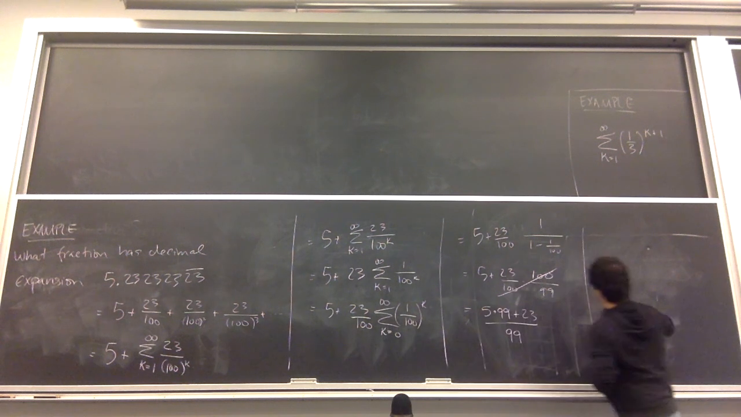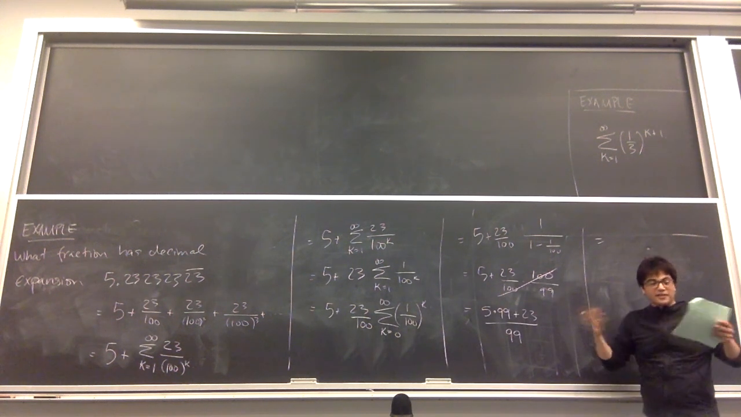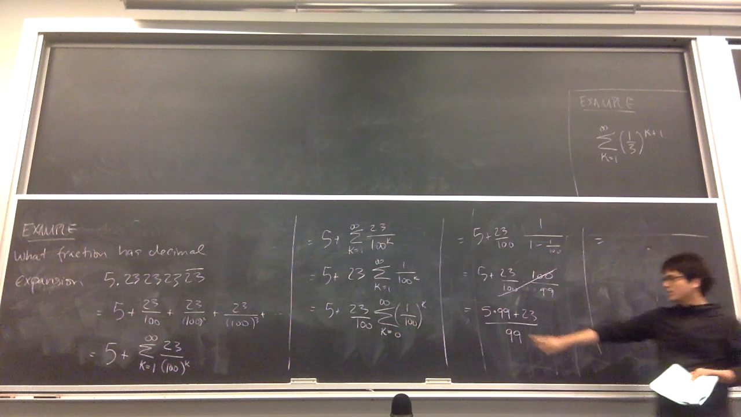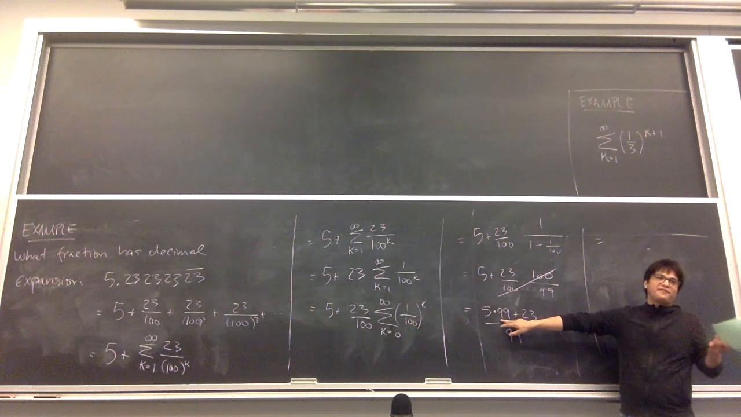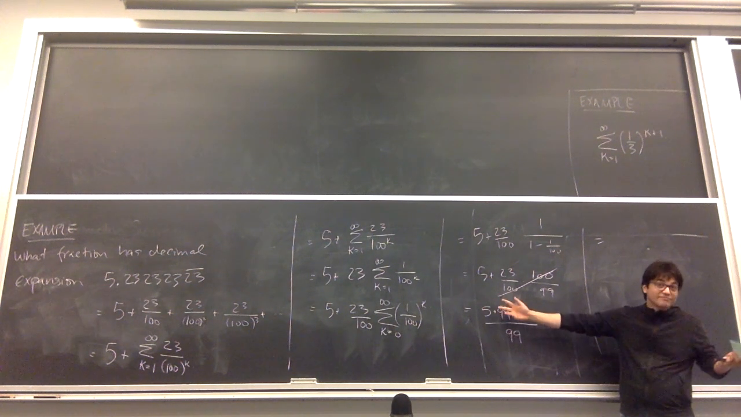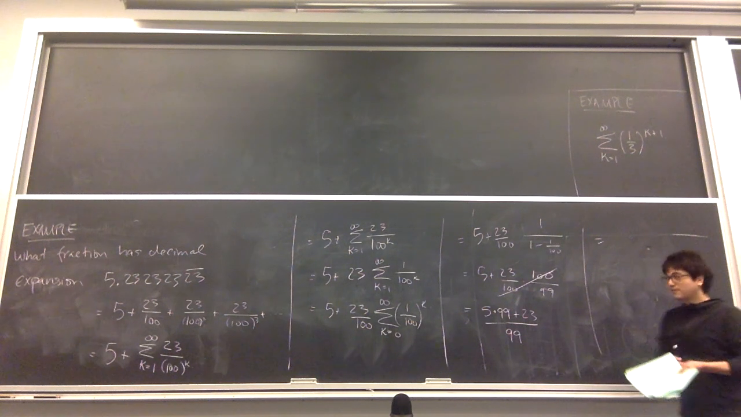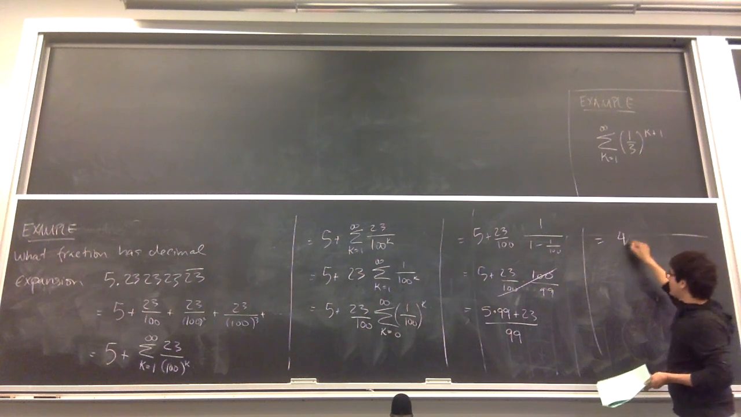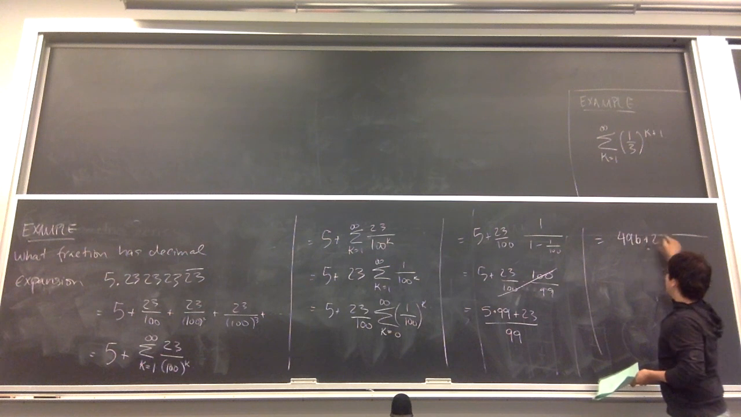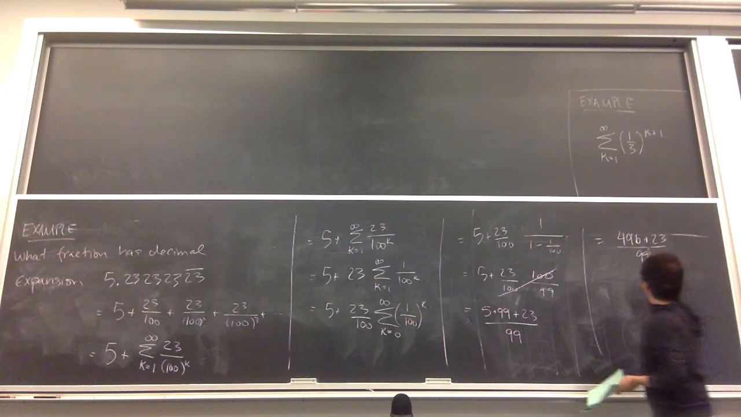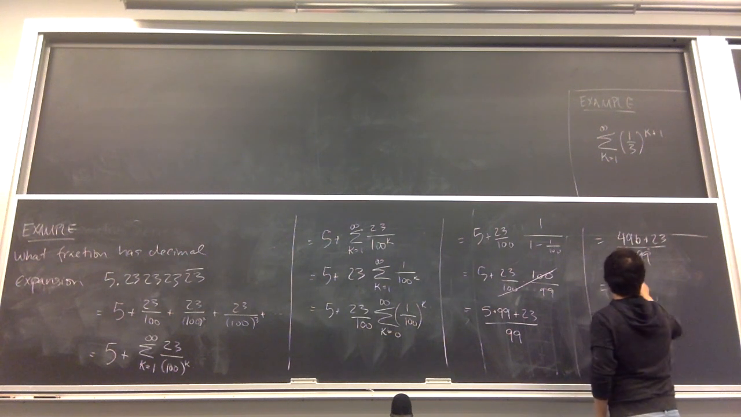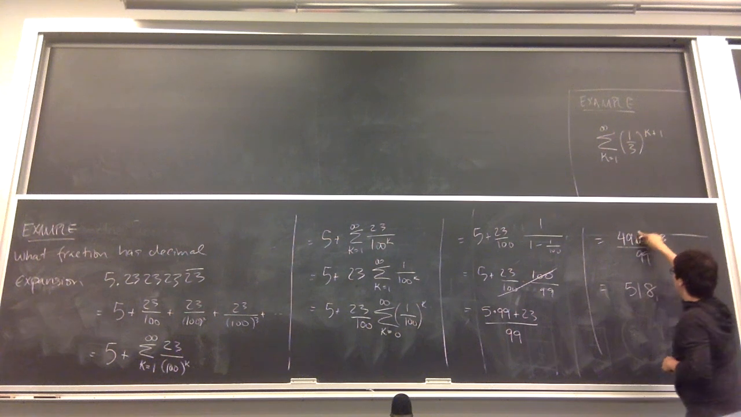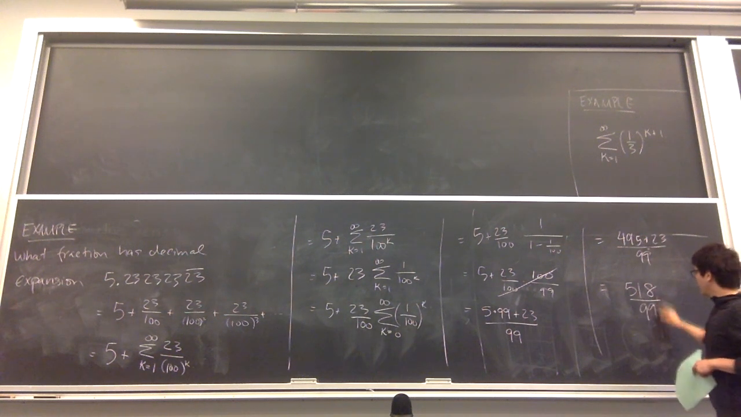Since my calculator was stolen from me very early, how do you do this? Well, this is 5 times 100 minus 5. So that's 495 plus 23 over 99, which is going to be 518 over 99. Hold on, I screwed something up. This should be 495. Okay, who has a calculator?